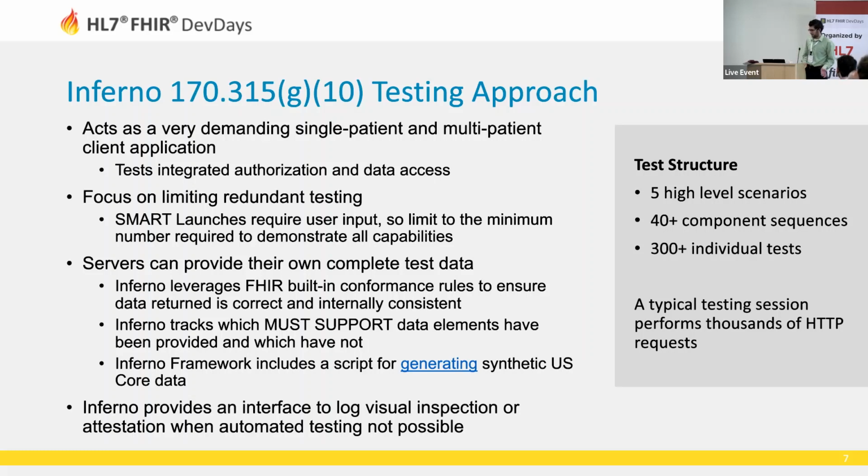And then lastly, all of these tests that I mentioned before, like the SMART App Launch and US Core tests, are generally automated. For the tests that couldn't be automated, there are fields that can be used to capture information like attestation and other information from visual inspection of the module, so that those results can be recorded directly in the testing tool.